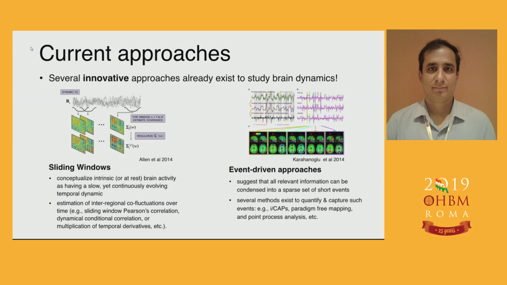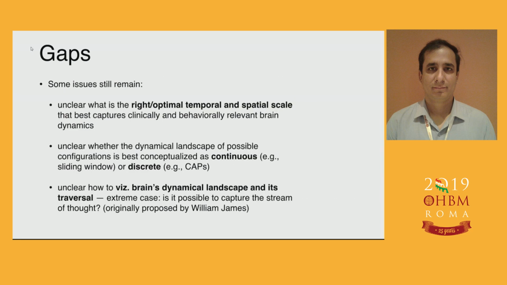Okay, so there are many approaches to studying brain dynamics already, as Vince and other people mentioned. And they're mostly divided into two camps. Not that they fight with each other, but just two different ways. One is the sliding window-based approach. The other one is more event-driven approaches. On one side, you look at brain dynamics as continuously evolving temporal dynamics. On the other side, you look at certain sparse, short events, and then you try to make sense of that. Both are amazing and useful in many ways.